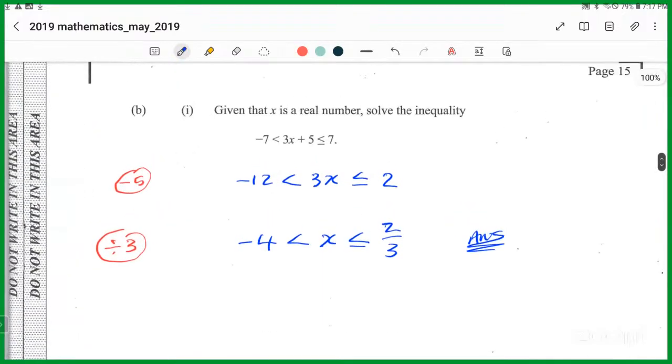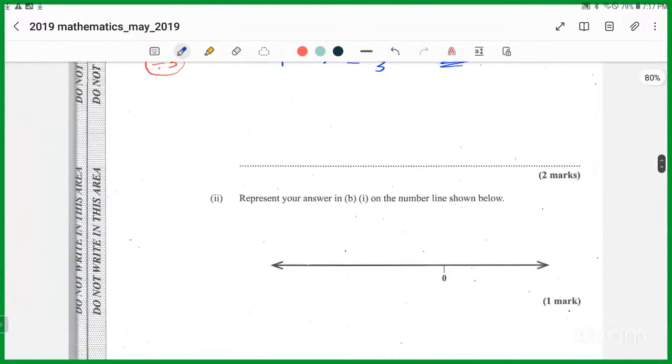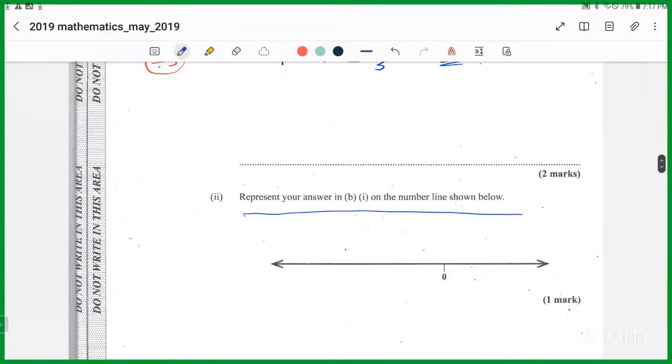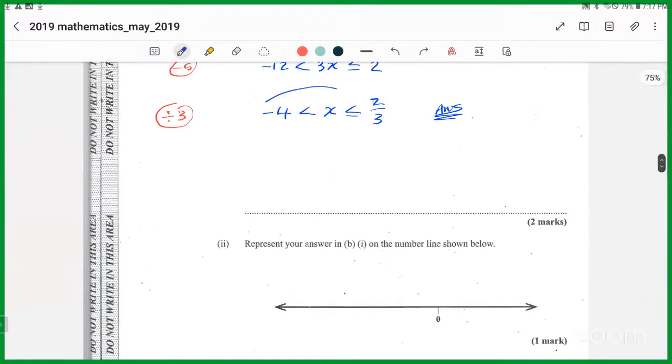Yes, sir. Alright. Down here now, it wants us to represent this on a number line. Represent the solution on a number line. This really means that an x value is between negative 4, not including negative 4 because there's no equal on that, and 2/3, including the 2/3 because there's an equal on this one. So we're going between negative 4 and 2/3.